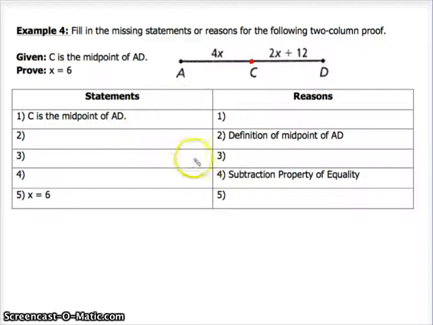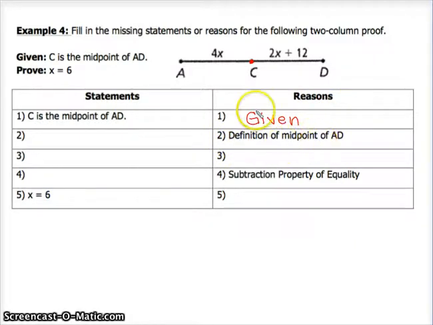When we look down into the box here, you can see we have our statements, we have our reasons. The first statement is that C is the midpoint of AD. We know that because it's given to us. And the given will always be that first reason. We will state the given. The reason is it's given to us. Okay? Now, we're kind of helping you along here. The definition of midpoint AD is the reason.